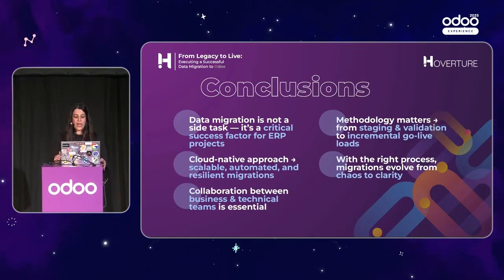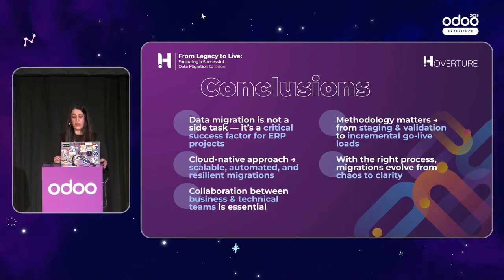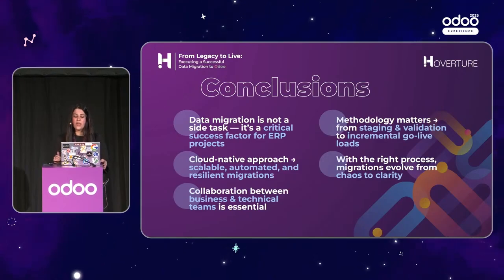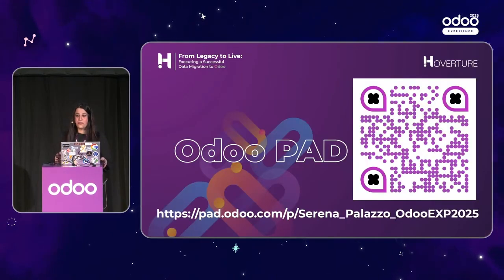It's very important to have collaboration between business and technical teams. It's actually essential. And of course, the methodology is also very important, because the go live cannot just happen in one day in this kind of project, but you have to do incremental tests so that you will be sure that your pipelines will be replicable and trusted, so that with the right process, migrations can evolve from chaos to clarity. And that's it from me.